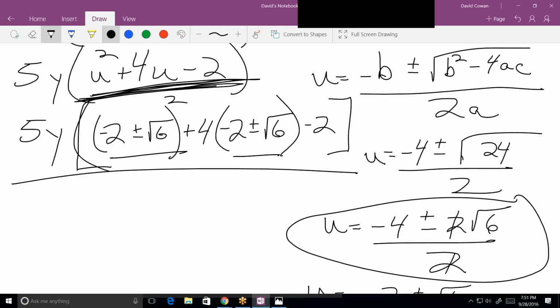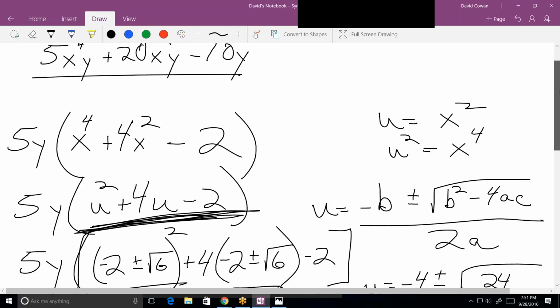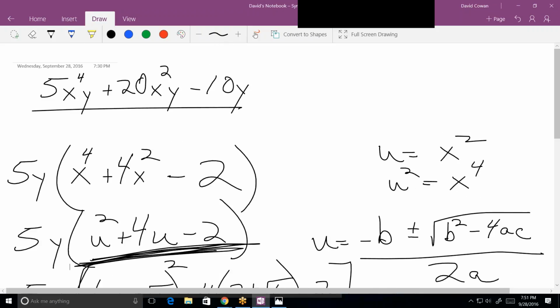Well, let's go back and look at the original problem. We had a quartic, right? X to the fourth. How many solutions should we have? Well, shouldn't we have 4 solutions? Yeah, we should. We don't necessarily have to have 4 different solutions, but we have to have 4 solutions.